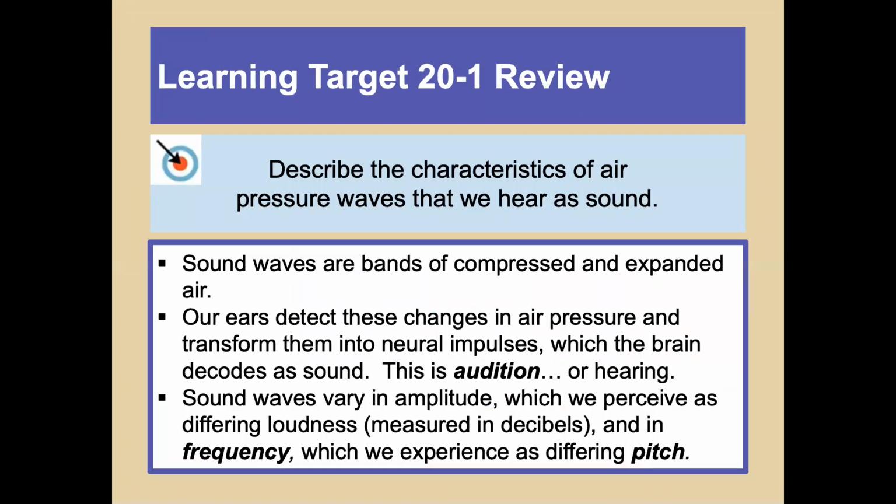So let's review our learning targets. Describe the characteristics of air pressure waves that we hear as sound. Sound waves are bands of compressed and expanded air. Our ears detect these changes in air pressure and transform them into neural impulses, which the brain decodes as sounds. This is audition, which is just another fancy way of saying hearing. Sound waves can vary in amplitude, which we perceive as differing loudness, measured in decibels. Sound waves can also vary in frequency, which we experience as differences in pitch.